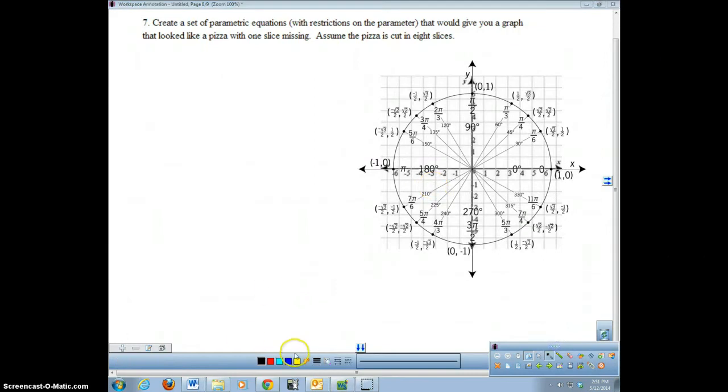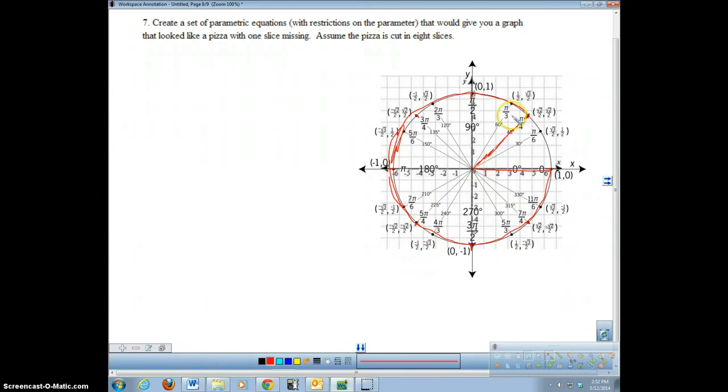And notice that maybe if we're doing 8 slices, 1, 2, 3, 4, 5, 6, 7, 8. There's my 8 slices. So if I took a slice out, I'll just take this slice out. Okay, and I have my circle. I'm going to try to draw my circle with the unit circle as best as I can. Okay, so here's my pizza, with 1 slice out.